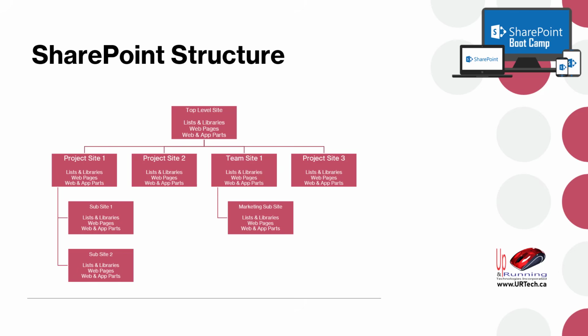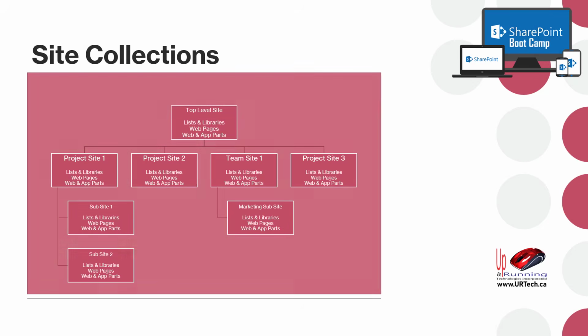Now, we're going to go over all of those in just a few minutes. We're going to do it in demonstration form, not death by PowerPoint here. But you might remember I said that there are 4 levels in the SharePoint structure. And we're only showing 3, the top level site, sites, and subsites. Where's the 4th? Here it comes.